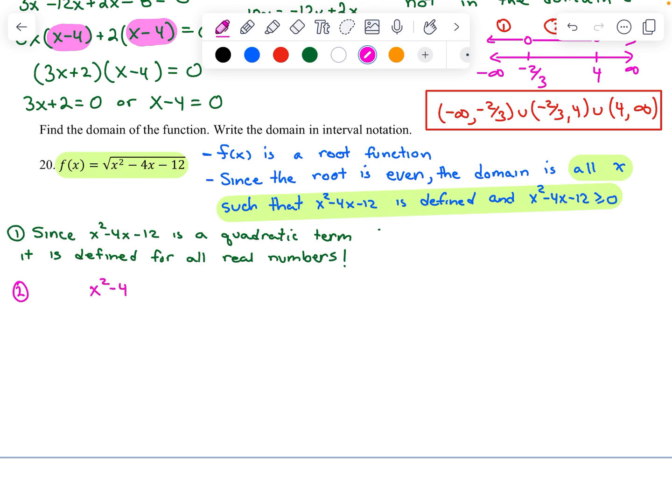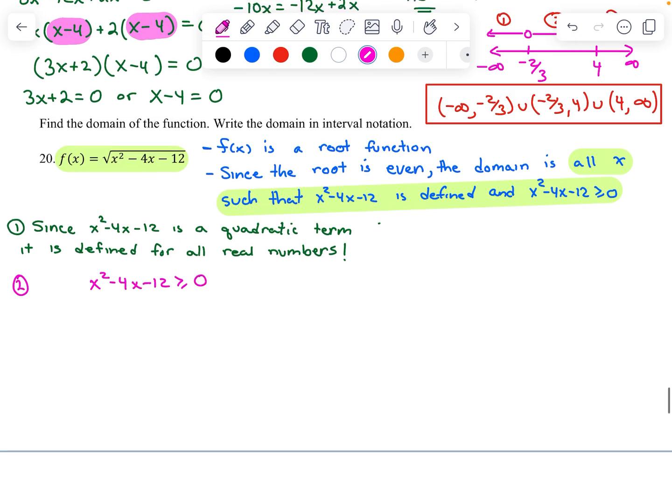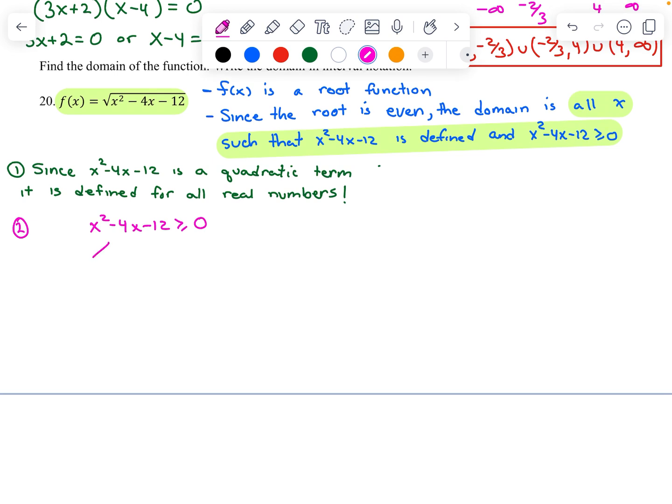When is x squared minus 4x minus 12 greater than or equal to 0? And to solve this, I'm going to break this down into two separate equations. The first one being x squared minus 4x minus 12 is equal to 0, and the second one being x squared minus 4x minus 12 is strictly greater than 0. I'm going to solve the equation on the left because that will help me solve the equation on the right.